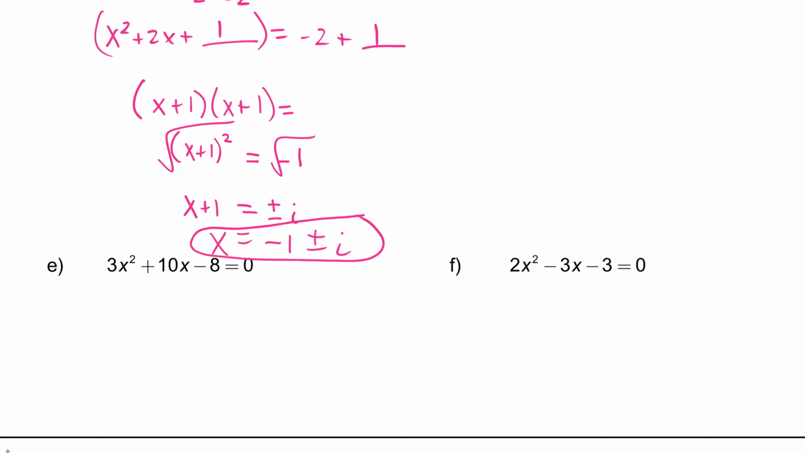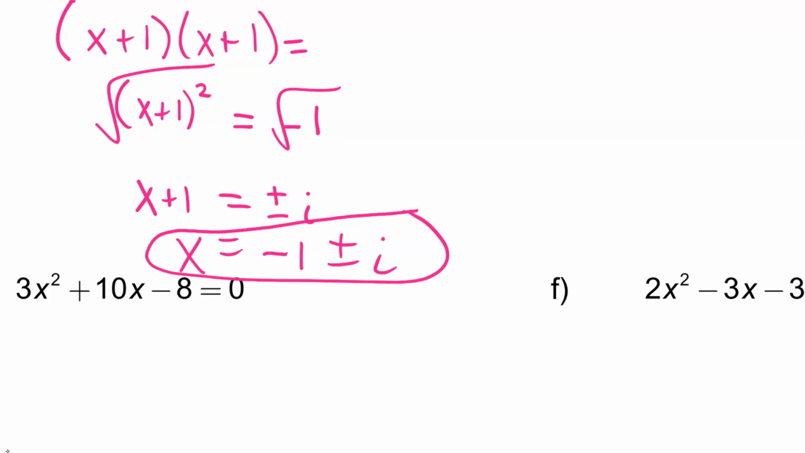Because if you just have square root of negative 1, that's i. But since I am taking the square root, I didn't give you square root of negative 1, right? I am putting the square root on there. That's why you have to do the plus or minus. And it can't just be x equals plus or minus i, because I have to subtract this 1 to the other side. It's x plus 1 equals that, so I have to subtract the 1 to the other side.